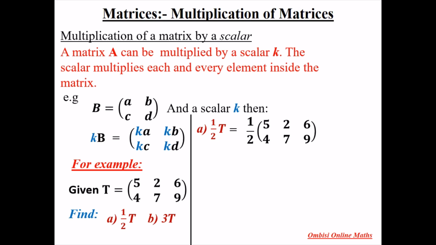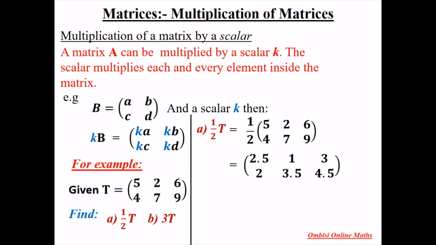5 multiplied by a half, 2 multiplied by a half, 6 multiplied by a half, 4 multiplied by a half, 7 multiplied by a half, and 9 multiplied by a half. And this translates to 2.5, 1, 3, 2, 3.5, and then 4.5. So that's how you multiply a matrix with a scalar.